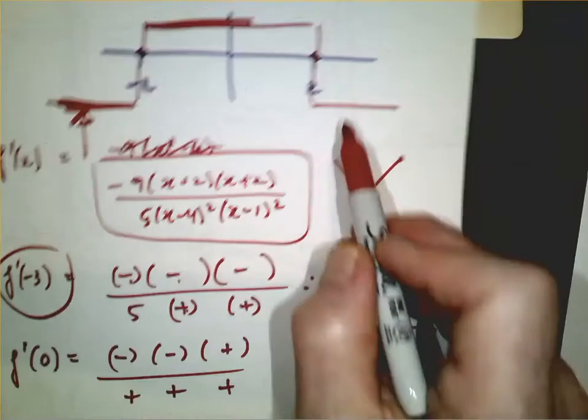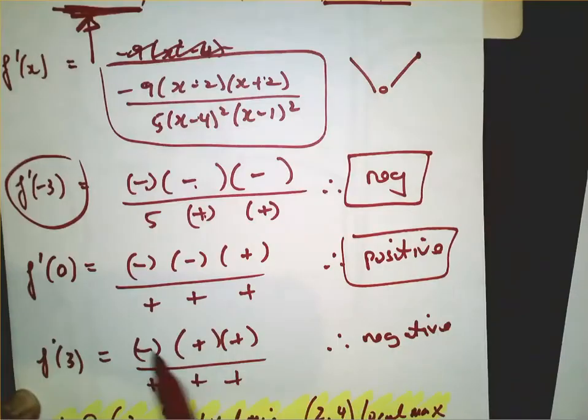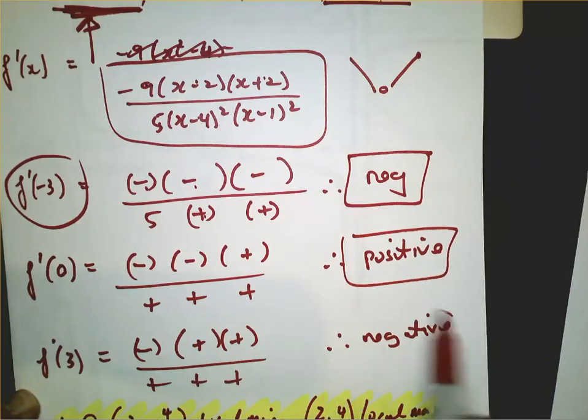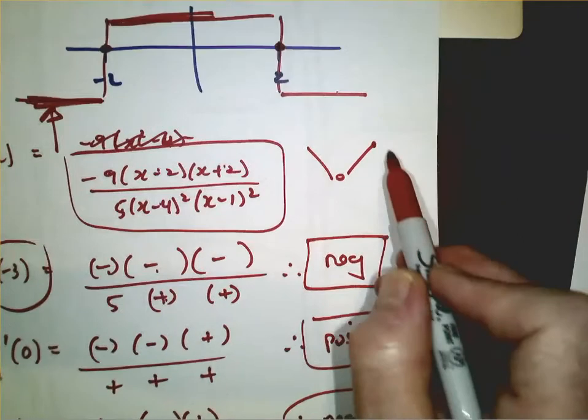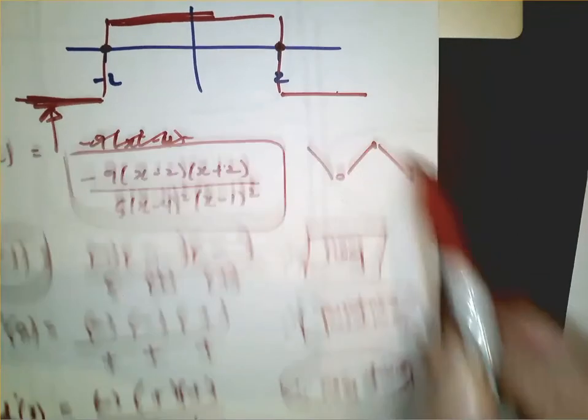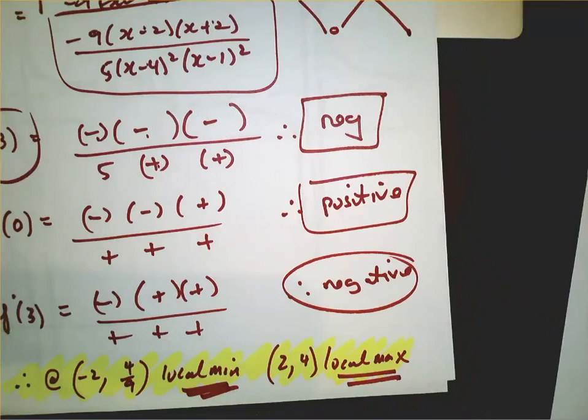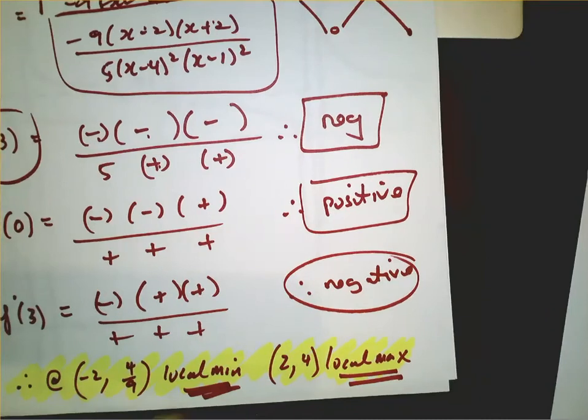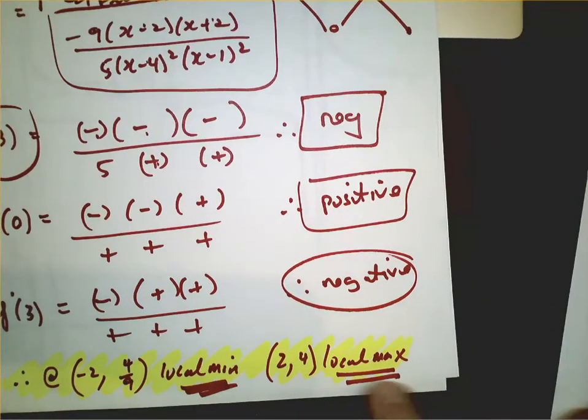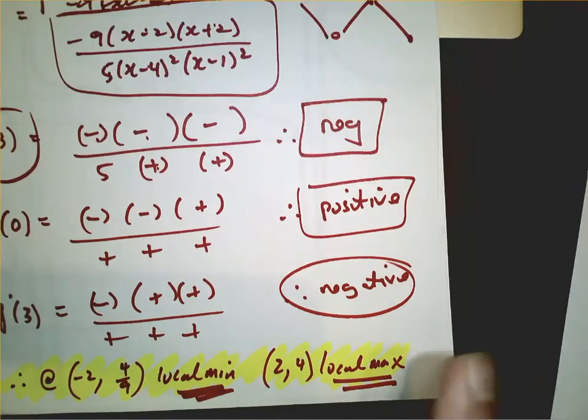And then I picked a point over here of 3, negative, positive, positive, positive. So that's going to be negative. If I'm positive, then negative again, it's going to be a local maximum. Okay, so that's part B done. I know my 2 stationary points. -2 and 4/9 is a local minimum, and 2 and 4 is a local maximum. Now to draw it.